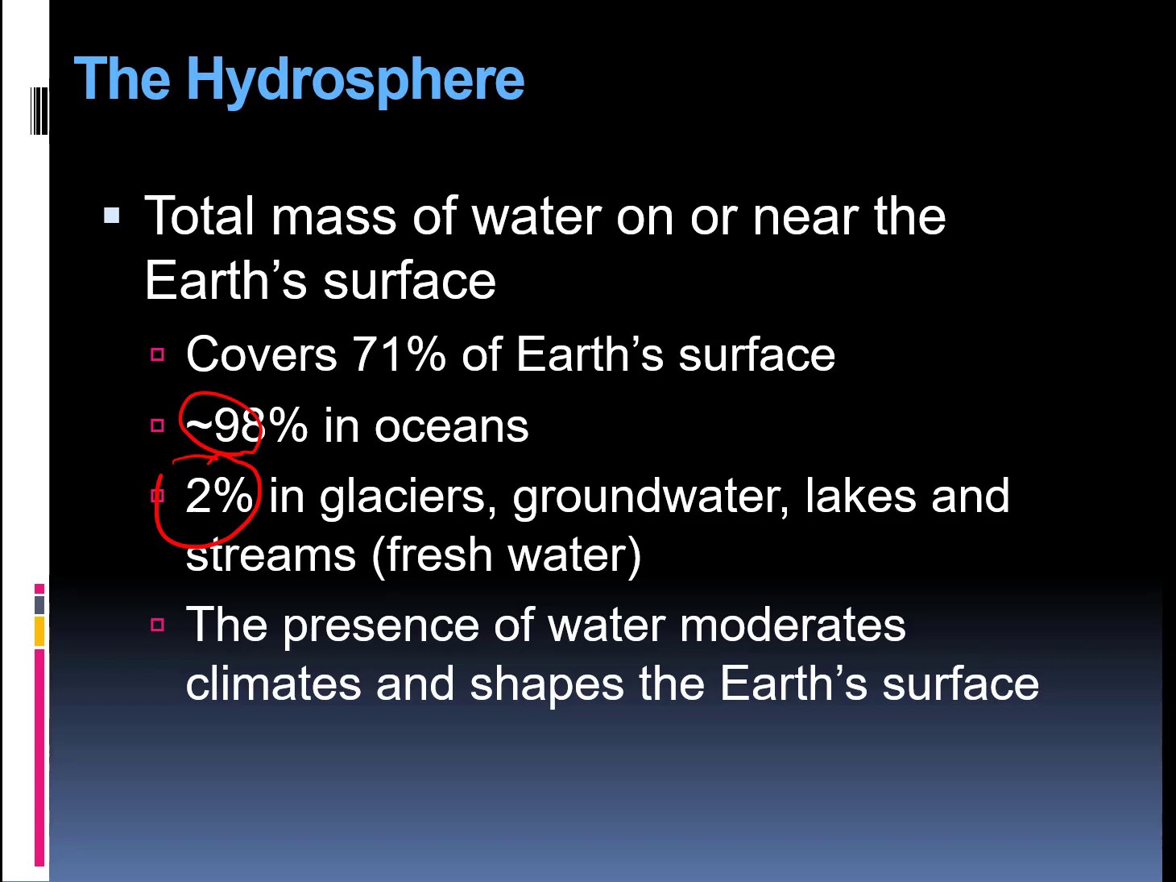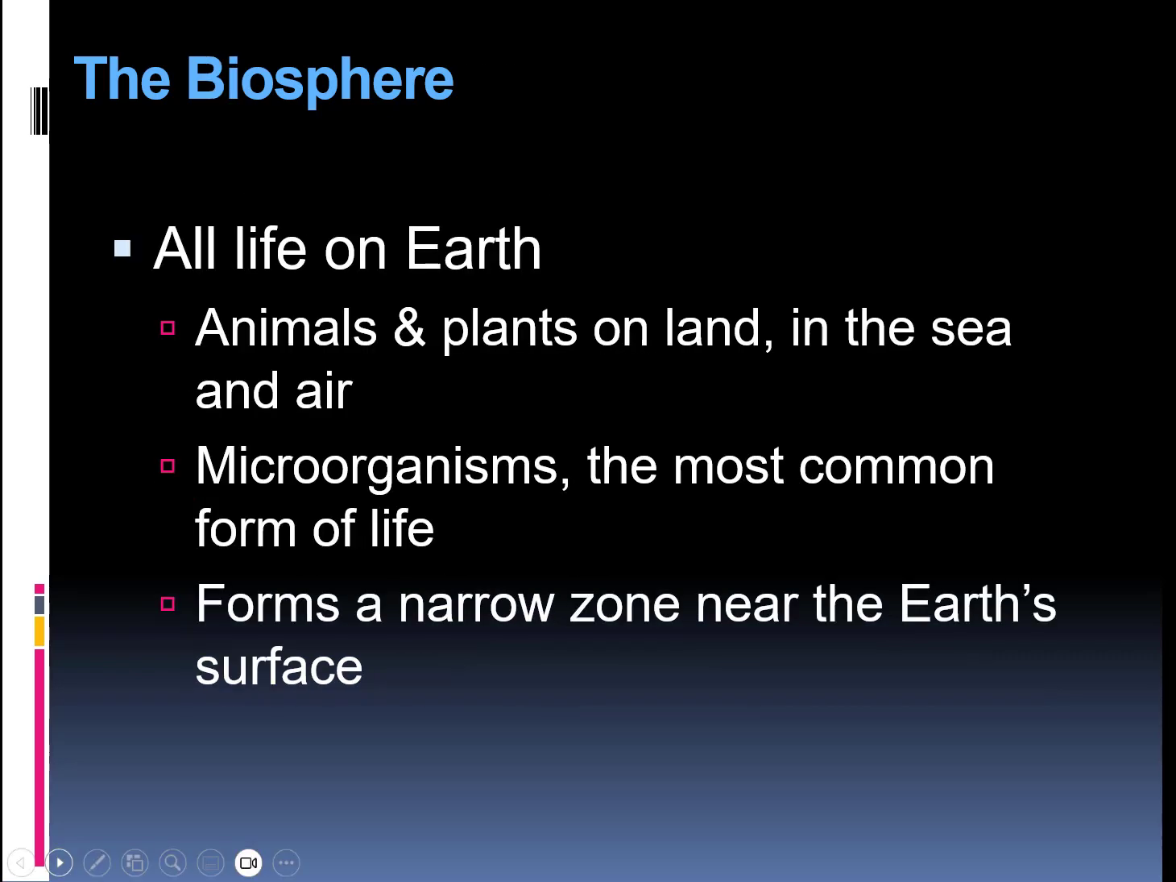We cannot use it. And it also moderates the climate. And of course, it does a lot of erosion, so it shapes the Earth's surface. And the next one is the biosphere. And you know, the biosphere is all life on Earth. It's all the animals, plants on land, in the sea, and the air, of course.